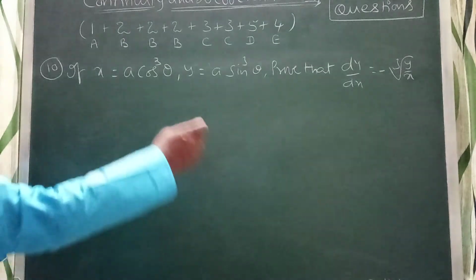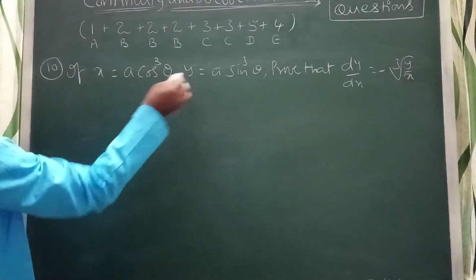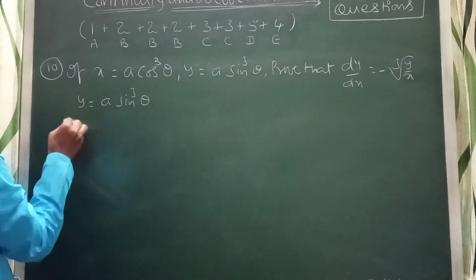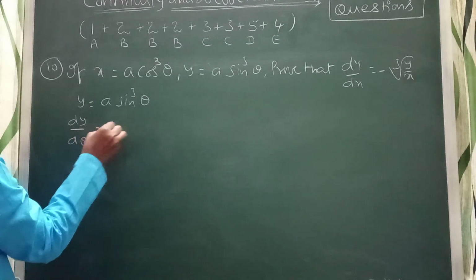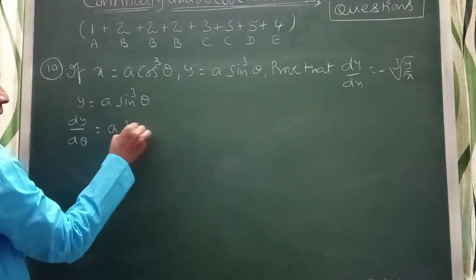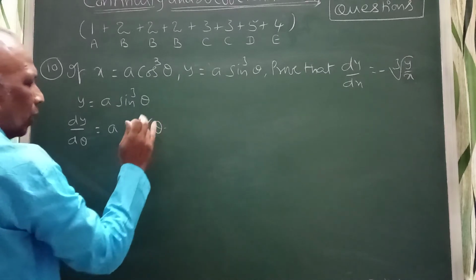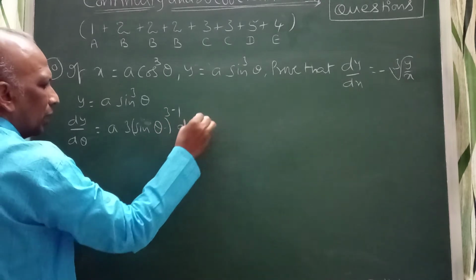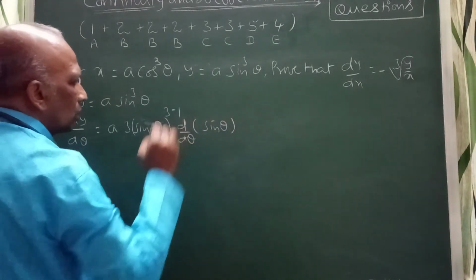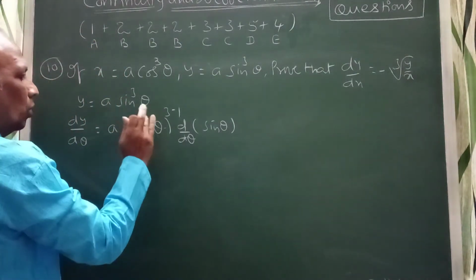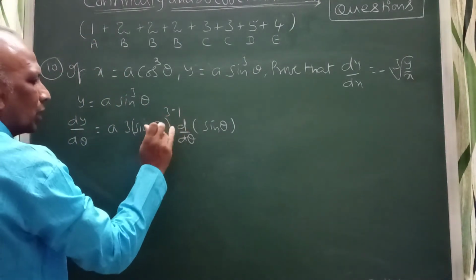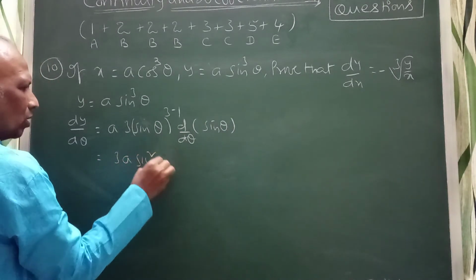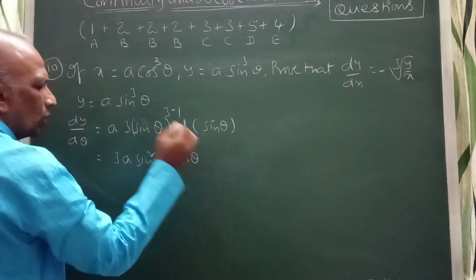Okay, anyhow, you can see if they go like this, I can write x equal to a cos cube theta, y equal to a sin cube theta. So y is equal to a sin cube theta. So dy by d theta is a into derivative of sin cube theta. I can write 3 into sin theta whole power 3 minus 1 into d by d theta of sin theta. Whenever it is sin cube, we write 3 into sin theta whole power 3 minus 1. I will write this as 3a sin square theta, and the derivative of sin theta is cos theta.